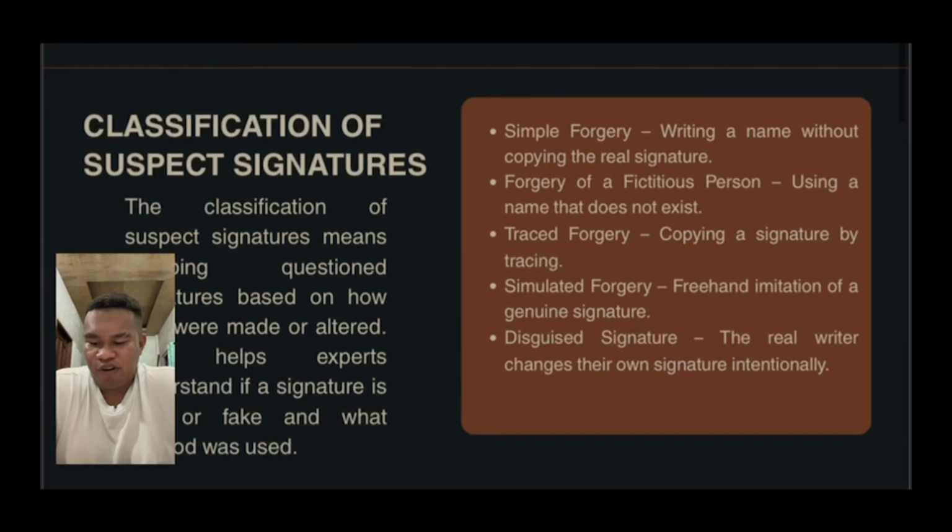Next is the forgery of a fictitious person. It is used to create a fake identity or documents, for example using a name that doesn't exist.